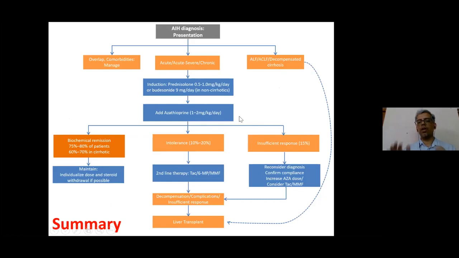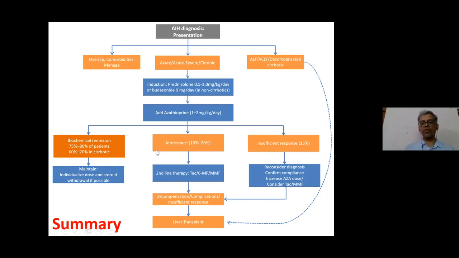In patients who are non-cirrhotic, budesonide is a better induction agent as compared to prednisolone, whereas in cirrhotics, prednisolone is better. You need to combine with azathioprine. You may achieve biochemical remission in almost 70 to 80% of patients, and 60 to 70% in cirrhotics. Try to taper off the steroids as much as possible. Come down to minimum doses and take them off if possible.